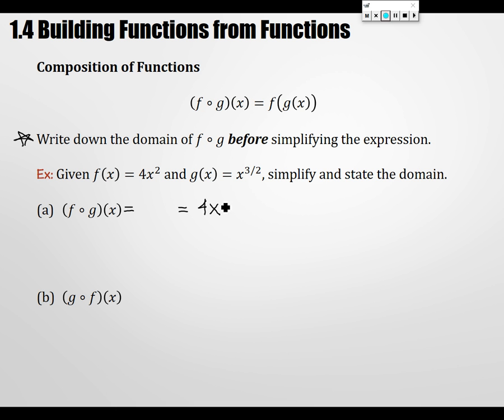Kim, f of g of x is. F of g of x is. Wait, it's Kim, guys. It's Kim time. Sure. I got 4x to the third. 4x to the third. She did that by doing x to the 3 halves. What is that? To the third, to the second, right? Like that. Is that how you did it? Right? Okay. Good. We'll come back again in a minute and talk about what the domain is there.